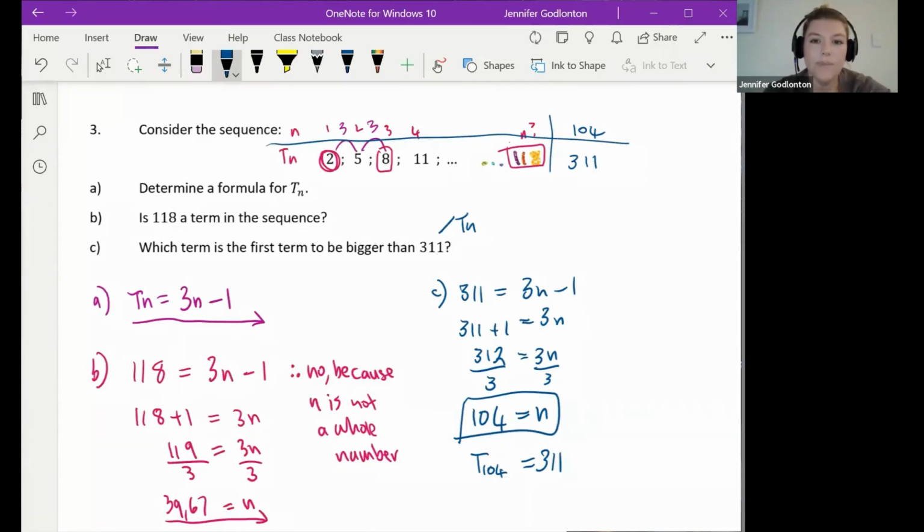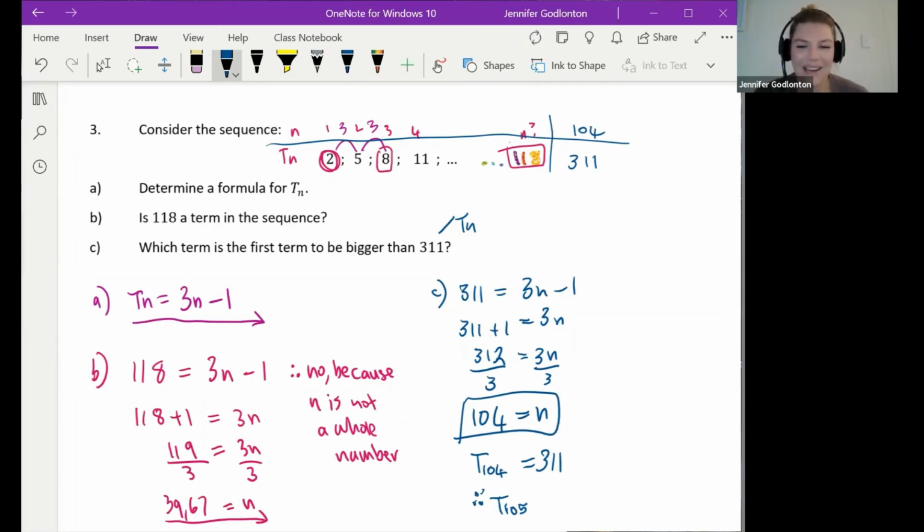Okay, so the question is saying which term, so which n value, is the first term to be bigger than 311. So if term 104 is 311, MK, what's our answer then? It's 314. 314? Isn't it? No. Okay, so term 104 is 311, which means that term 105 is going to be bigger than 311. So our answer is term 105.